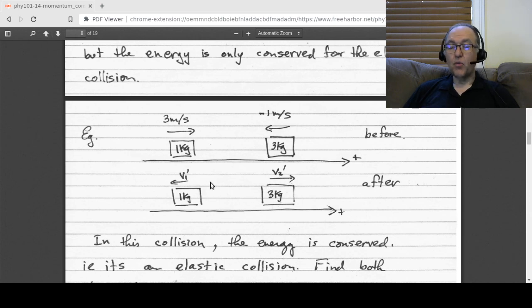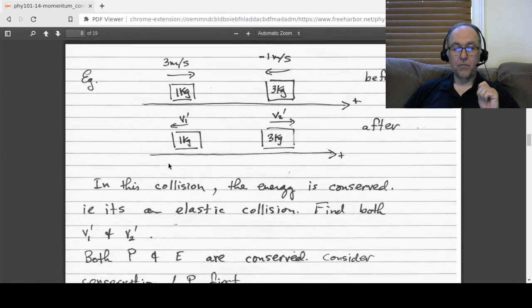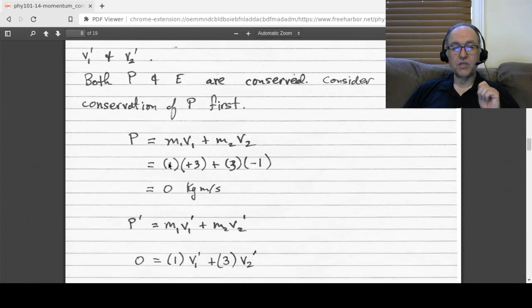Okay, notice you have 2 unknowns here. In the previous problem, when there was only conservation of momentum involved, you had only 1 unknown and you solved for it. But here there are 2 unknowns, and you go, well, how am I going to solve for 2 unknowns? The answer is you're going to have 2 equations in 2 unknowns. One equation for the conservation of momentum, and because this is an elastic collision, another equation for the conservation of energy. All right, so let's do that.